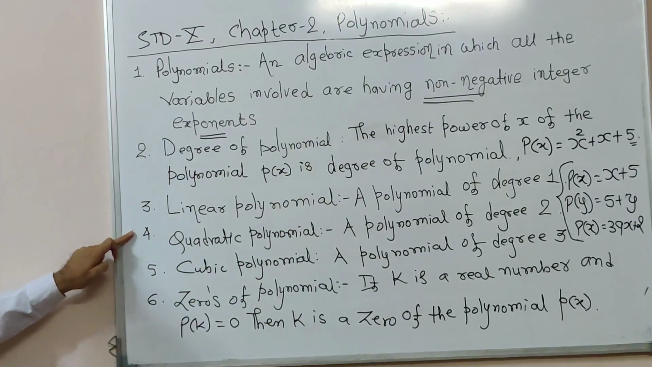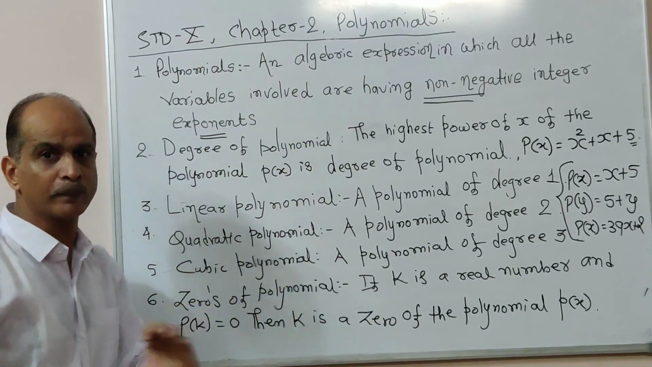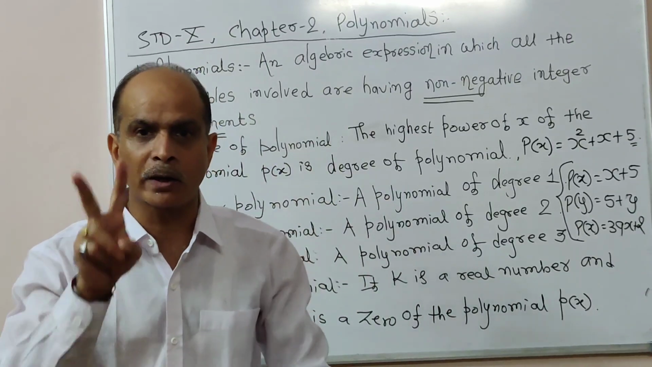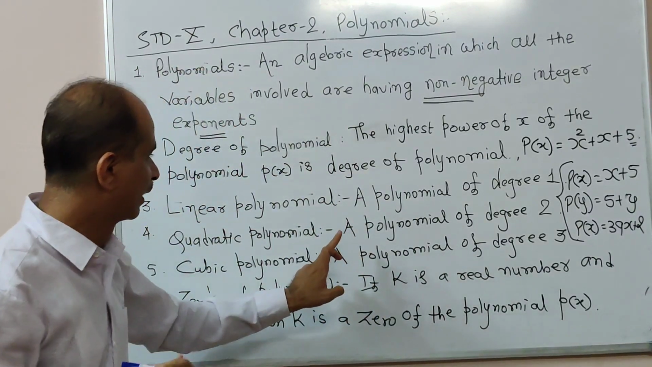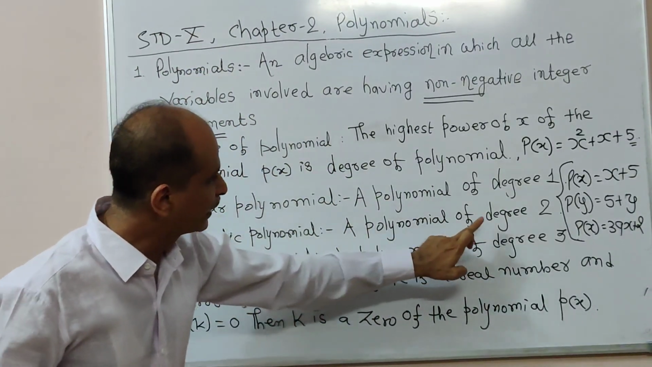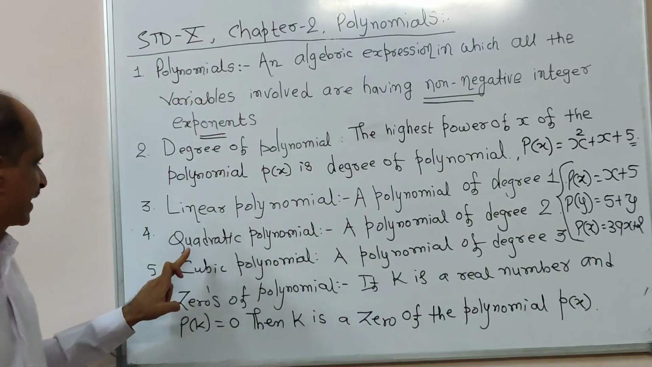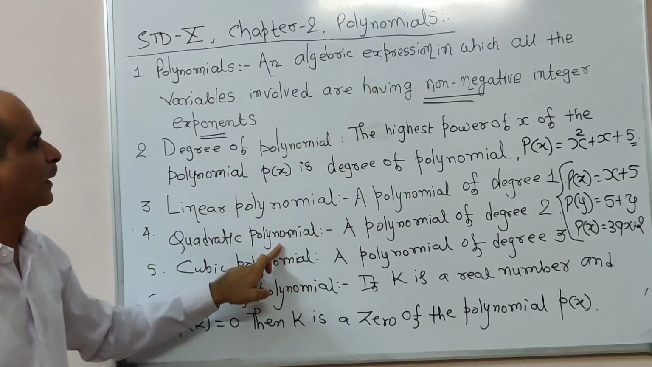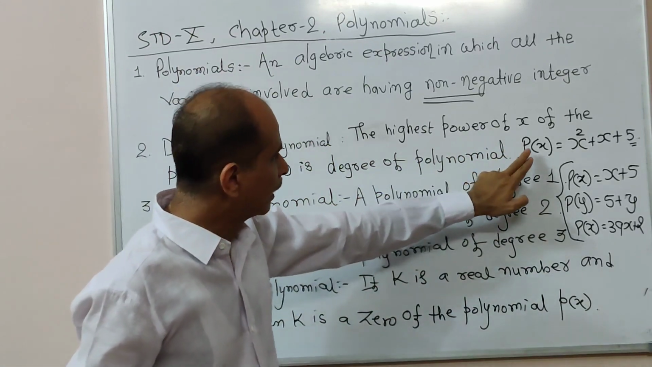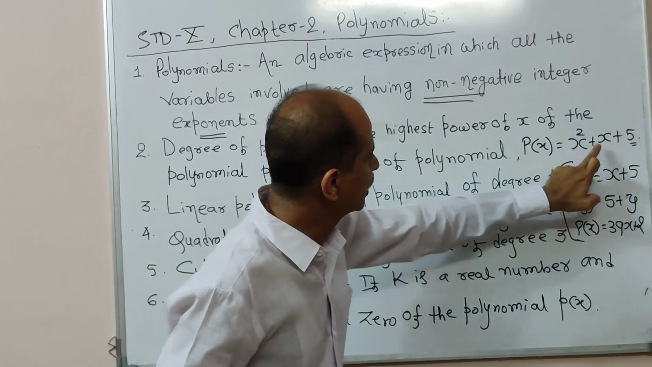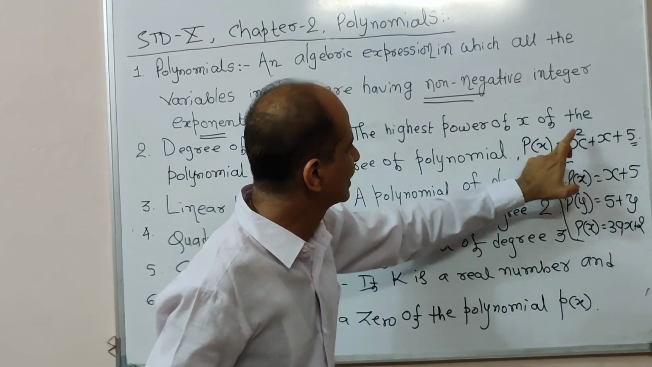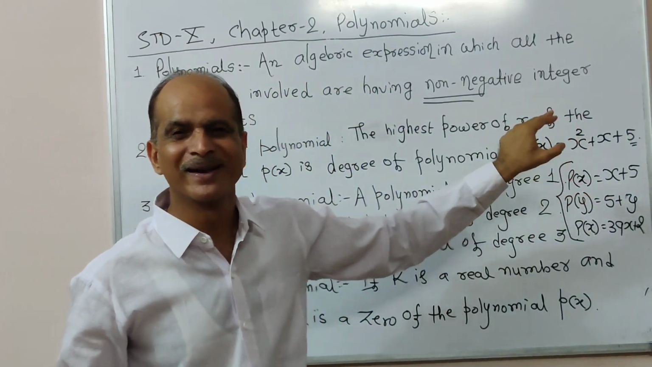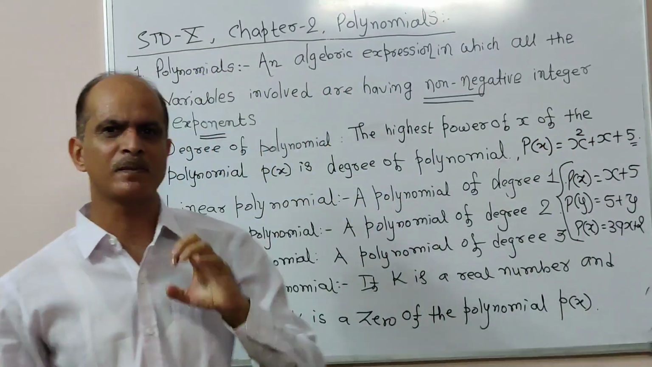Now the fourth concept of this chapter is the quadratic polynomial. Quadratic, quadra means 2, and that's why a polynomial of degree 2 is known as a quadratic polynomial. Here we have taken one example, p(x) is equal to x square plus x plus 5. Here the highest degree is 2, and that's why it is a quadratic polynomial.